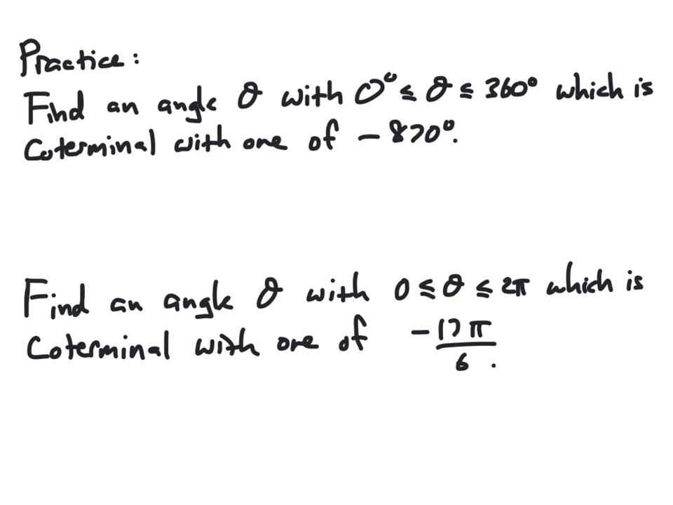If you'd like some additional practice, try to find these two angles. First, find an angle theta between 0 degrees and 360 degrees, which is coterminal with one of negative 870 degrees. And then find one between 0 and 2 pi radians, which is coterminal with one of negative 17 pi over 6 radians. The answers will appear in a few seconds.